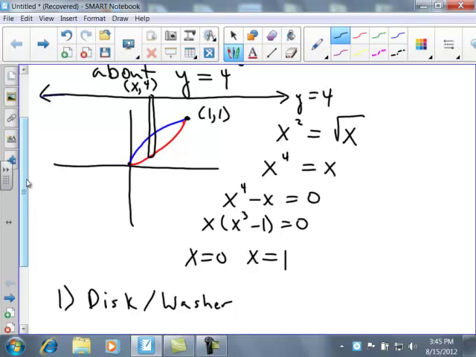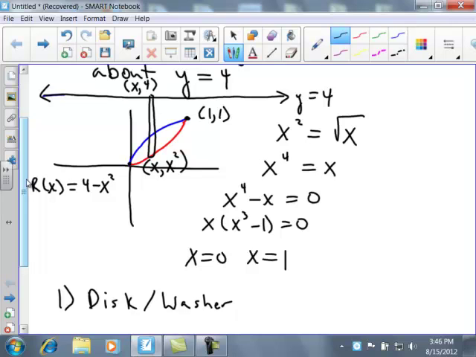Then I have the point (x, 4). If I label the point at the bottom of this rectangle, that's some x value, and my y value on that curve in red is x squared. That tells me that my outer radius, capital R of x, the farther distance, is 4 minus x squared.